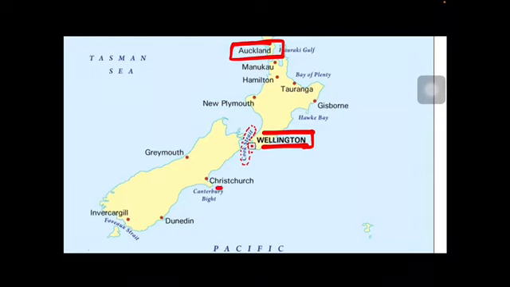Next is Christchurch, Dunedin, Hamilton, and there is one more city called Napier. It is located over here. We'll see it in the next map. So these particular cities you need to keep in mind. You can skip the other pointers that are located here, but keep these cities in your mind.